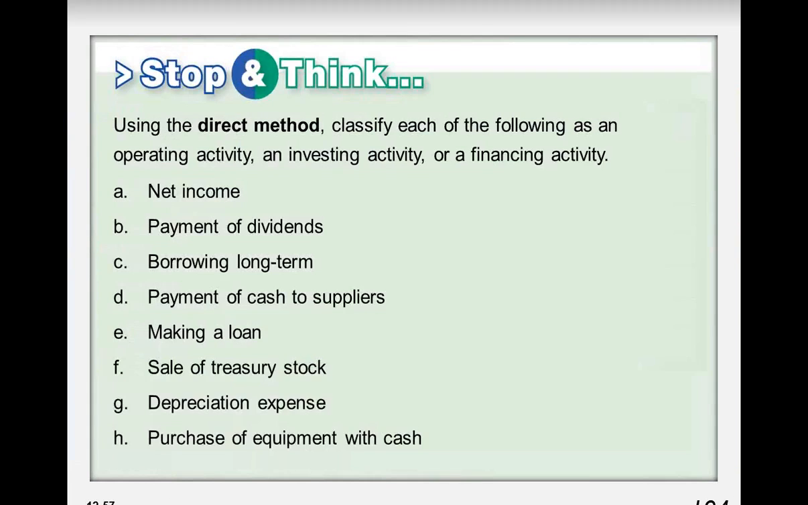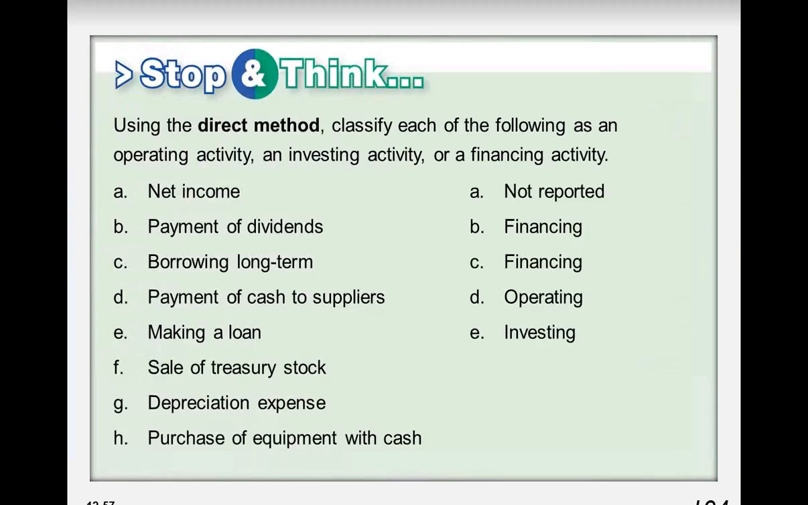So using the direct method, let's classify whether these would be operating, investing, or financing. Net income is not reported on the direct method. Payment of dividends is financing. Borrowing long-term is financing. Payment to suppliers is going to go under operating. Making a loan is investing. Selling our treasury stock is financing. Depreciation expense is not reported because we're not looking at it from the income statement approach. We're looking at it using the balance sheet.